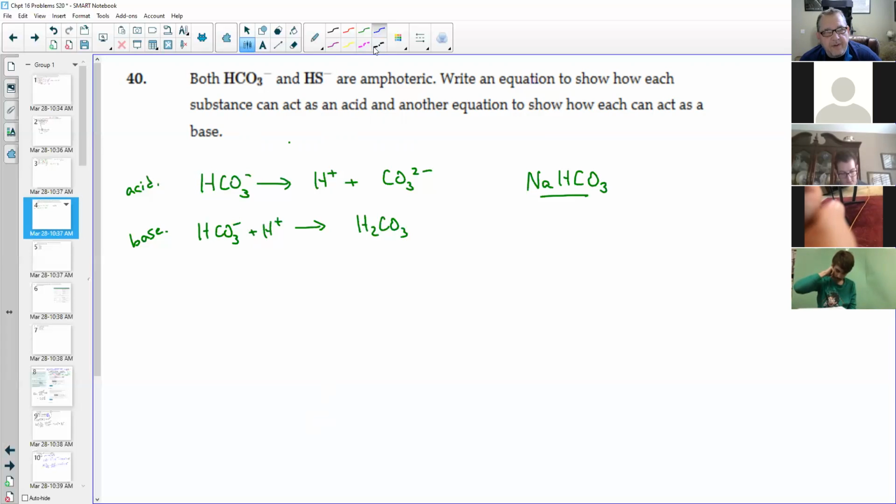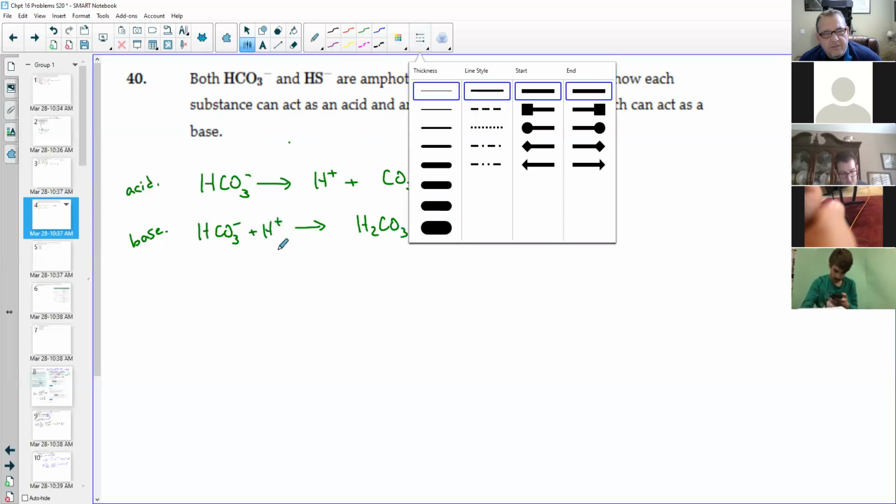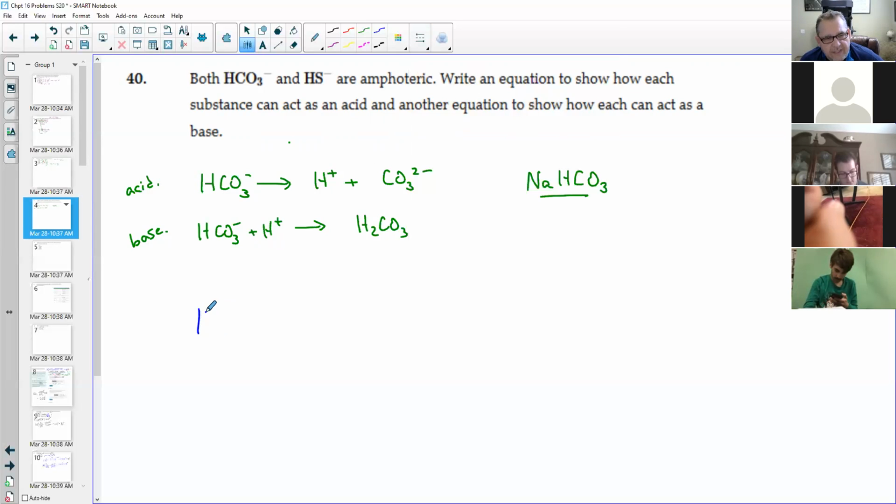Right, if we look at the comparison below, the bisulfide could act as an acid by releasing this proton off to form the sulfide 2-. Remember, it's in the 6A family, so it's a 2- ion, it's not a polyatomic ion. And then working again on the other form, working as a base, being a proton acceptor.